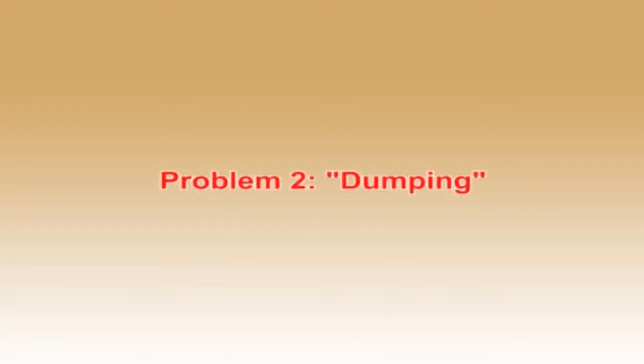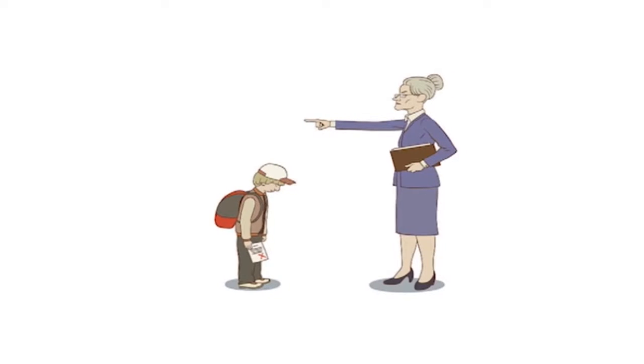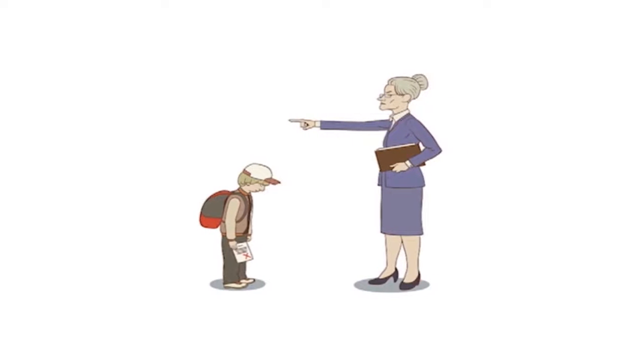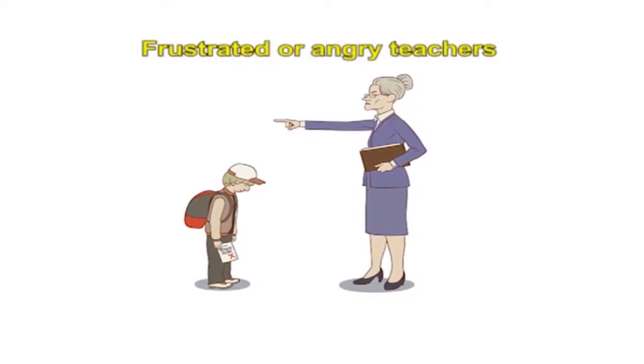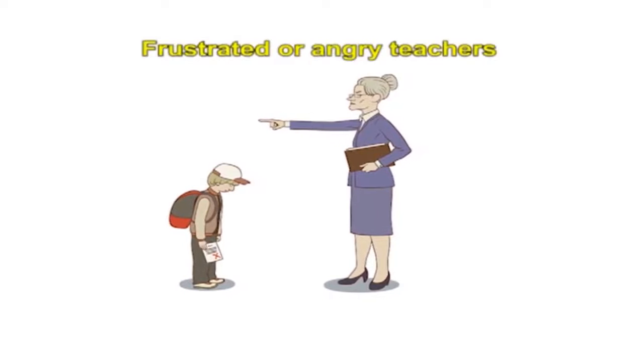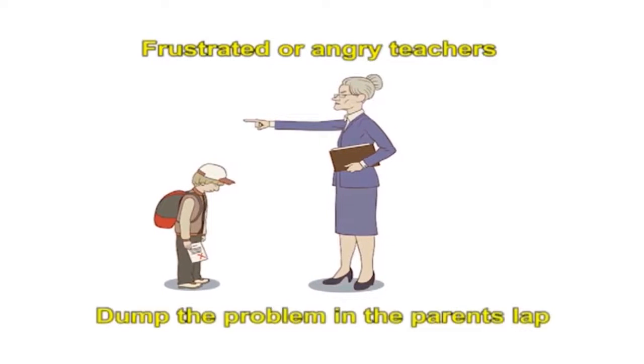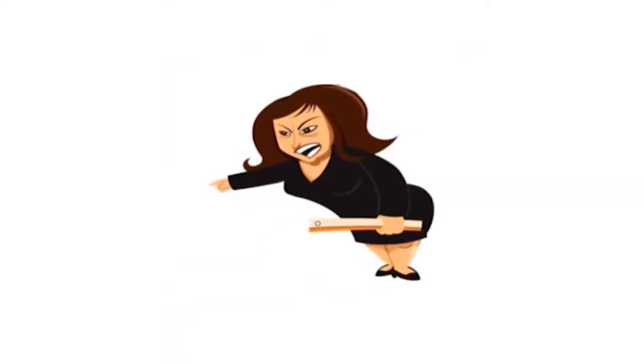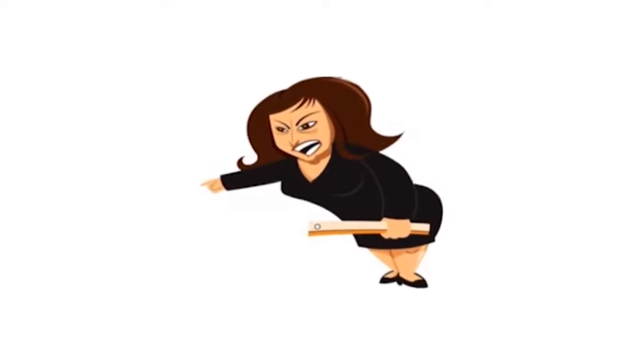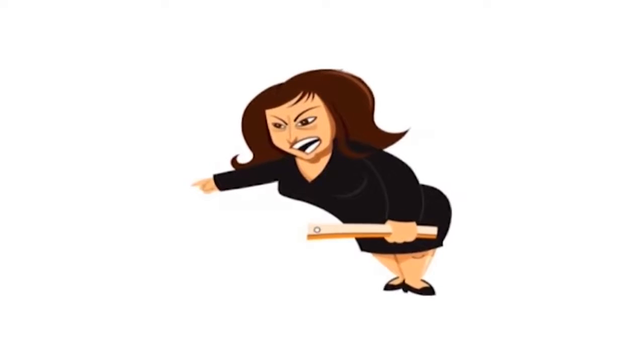Problem 2: Dumping. The second problem is called dumping. When ineffective, frustrated or angry teachers call parents about their child, they tend to dump the problem in the parent's lap. They tell what offense the child committed and state that the parent must do something about it. This is no more effective than a parent calling a teacher about a problem at home and asking the teacher to fix it.